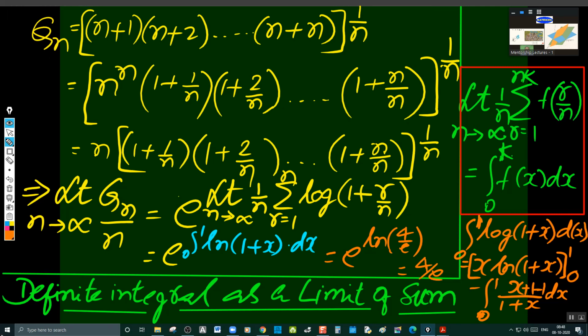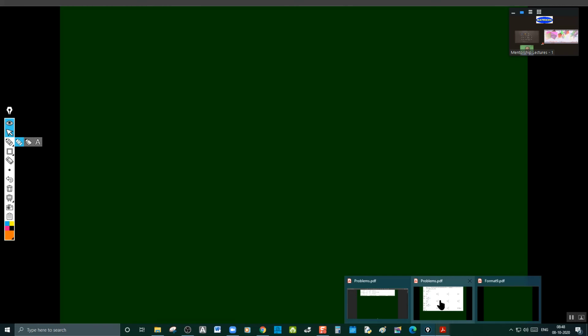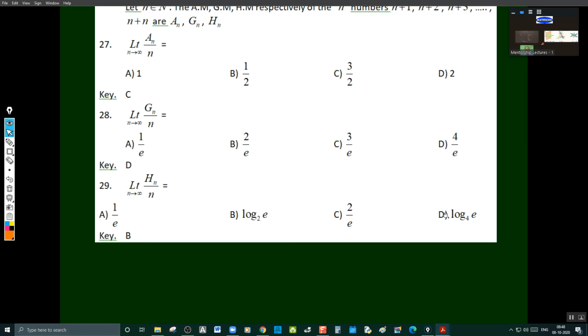Okay, we applied that. Now the third one, let us check the answer. And this should be 4 by e. Just it should be d, please. It should be d. This is d here. Okay, now limit of hn upon n. Limit of hn upon n, please.